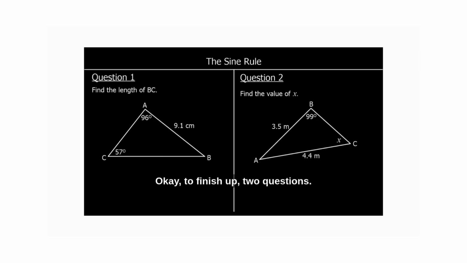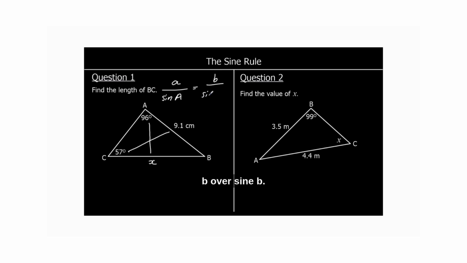Okay, to finish up, 2 questions. Pause the video, give them a go, and press play when you're ready for the answers. Question 1, find the length of BC. So this is going to be x, B to C. Do we have opposites? X is opposite 96. 9.1 is opposite 57. We're working out a length. So let's use the sine rule for lengths with the lengths on top. So a over sine A equals b over sine B. So we can have x as little a, opposite it will be big A. The other length, little b, opposite it will be big B.